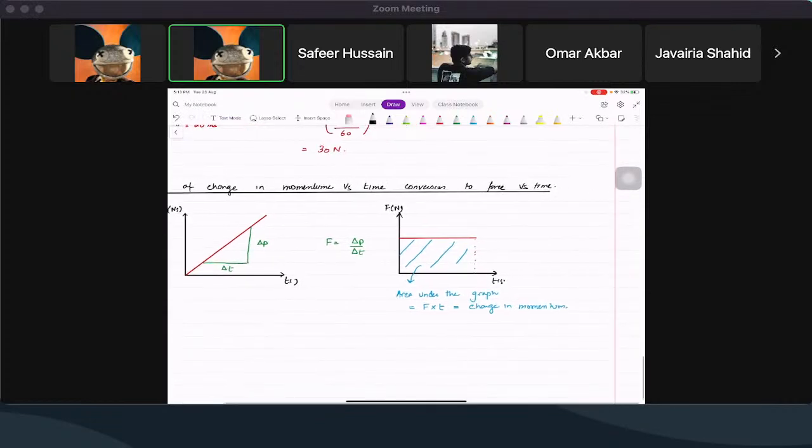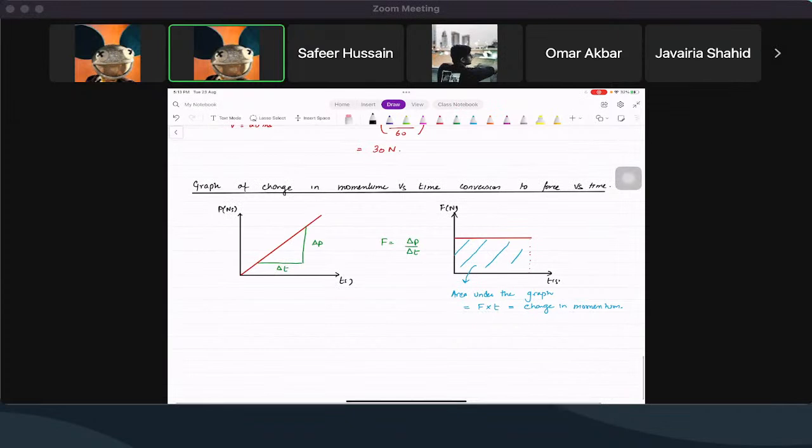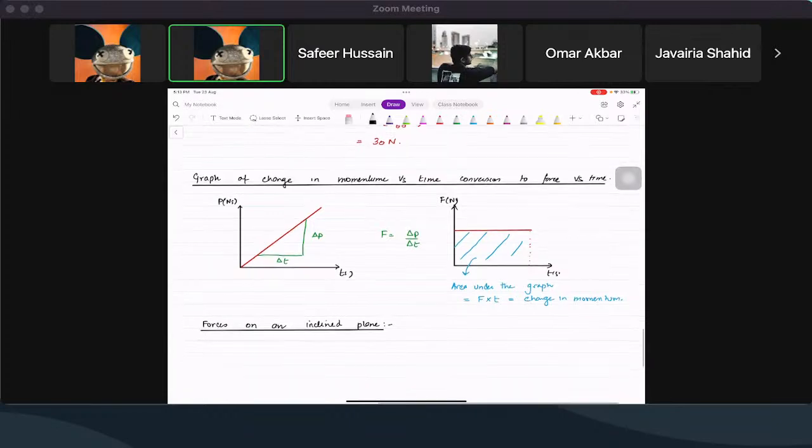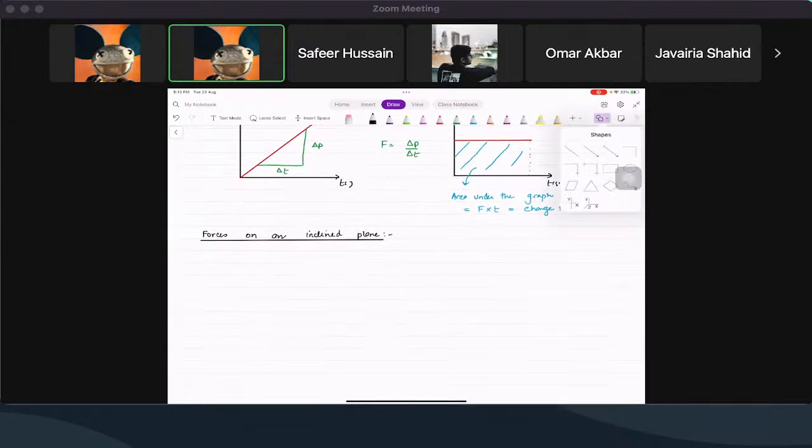It's called basically forces on an inclined plane. So an inclined plane basically looks like this, and of course has to have some base like this. There would be some angle theta to the inclination, and then there could be an object.